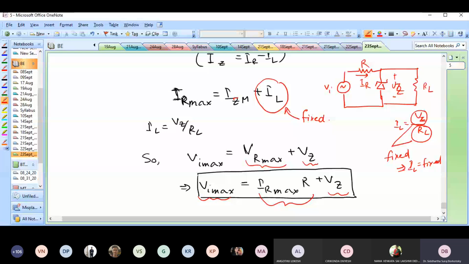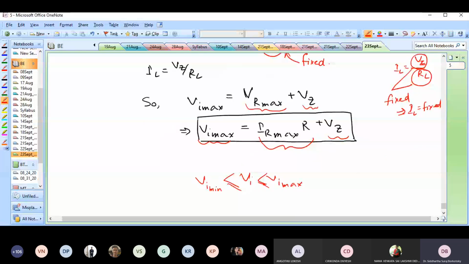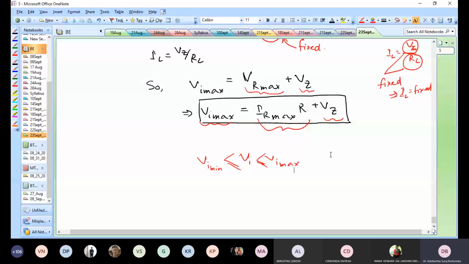So basically we need to make sure that our VI is between VI min and VI max. If you go below VI min, then your diode will not be turned on because you will not have enough supply voltage. And if you go above VI max, then too much current will flow through the diode, and then you will also be in trouble.